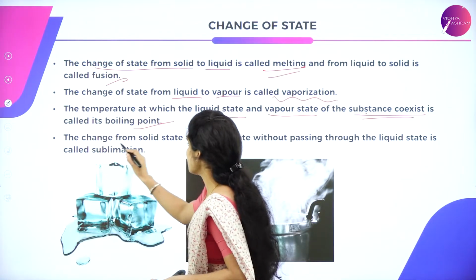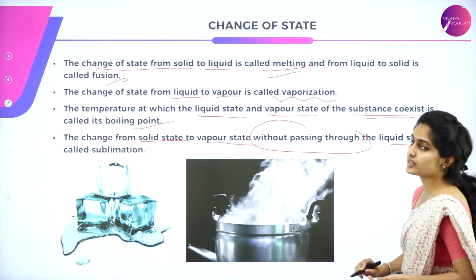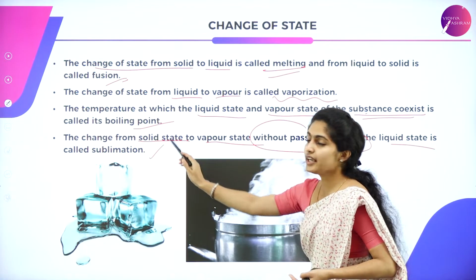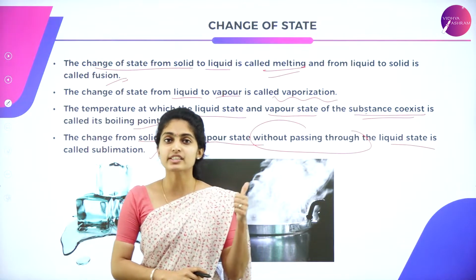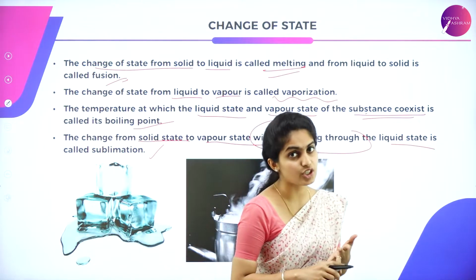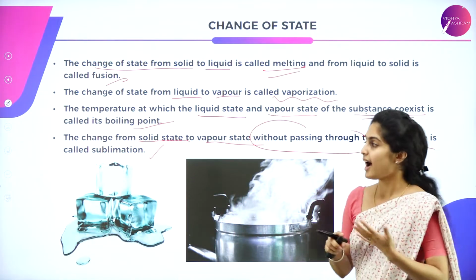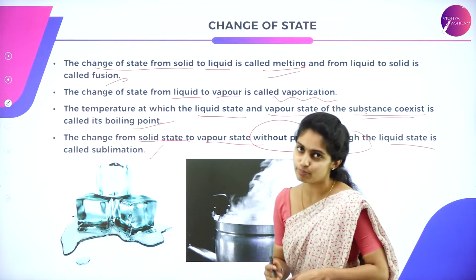So it is the change from solid state to vapor state without passing through the liquid state that is said to be sublimation. So you have to know what is meant by melting point, melting, fusion, vaporization, boiling point, as well as sublimation. So that's all about the change of state of matter.